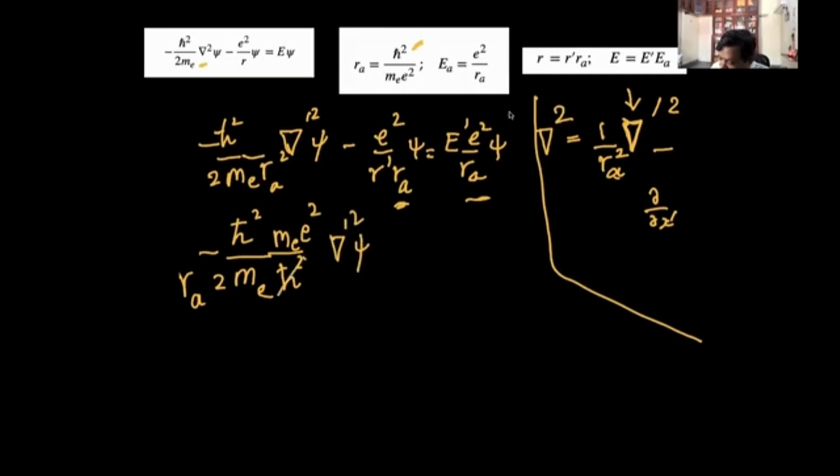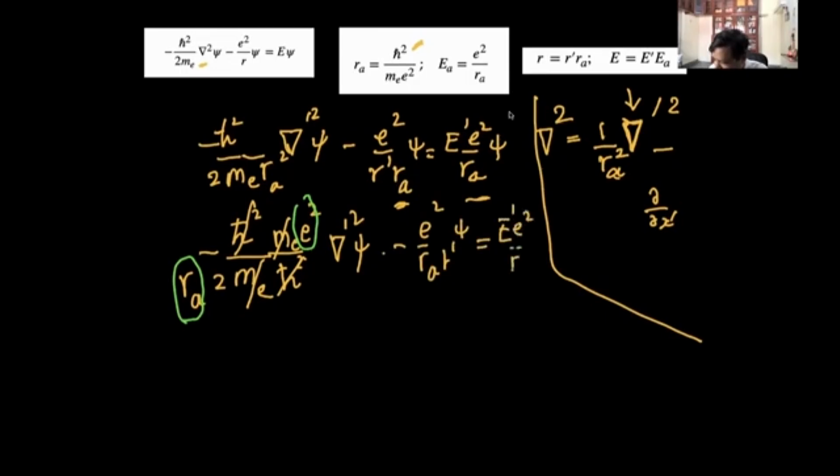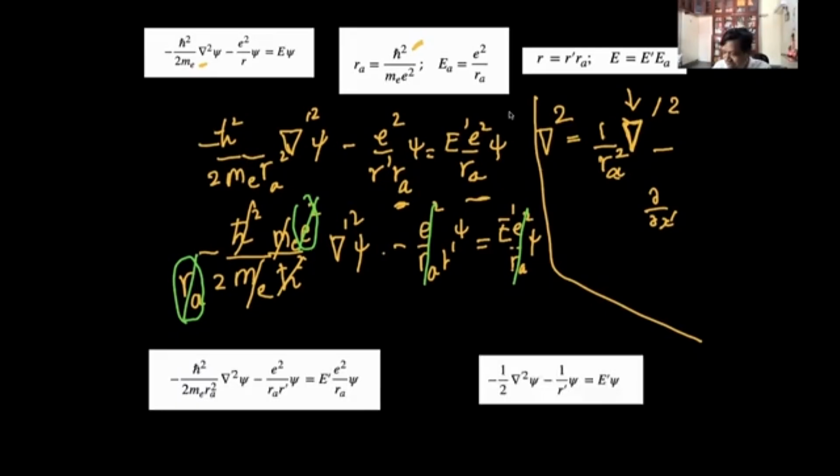So this h bar squared will cancel, m will cancel, and you're left with e squared by a for this term as well, right? This e squared and this a. So all the parameters are gone, h bar squared, m, everything is gone. Now minus e squared by a, r prime psi equal to E prime e squared by a psi. So now we get rid of this e squared by a, this one is gone, and this is gone. So it's just simple algebra. We get this equation.